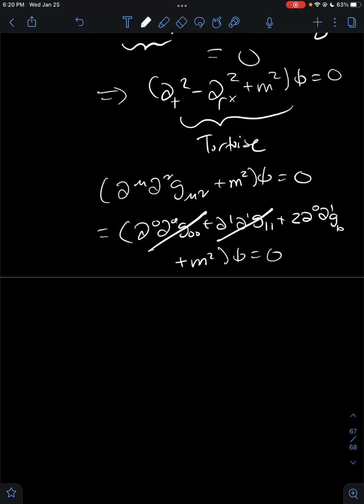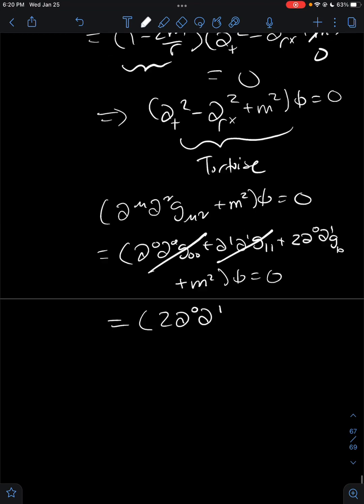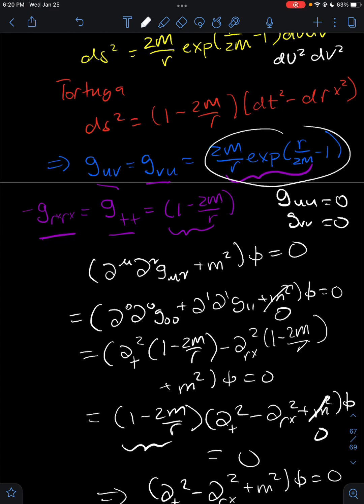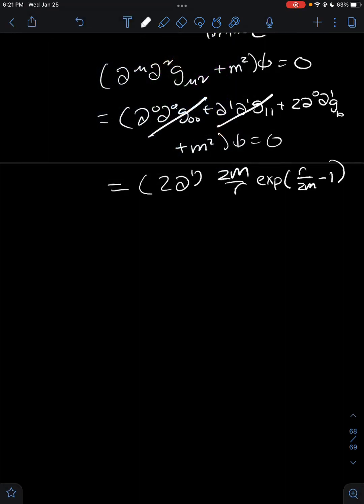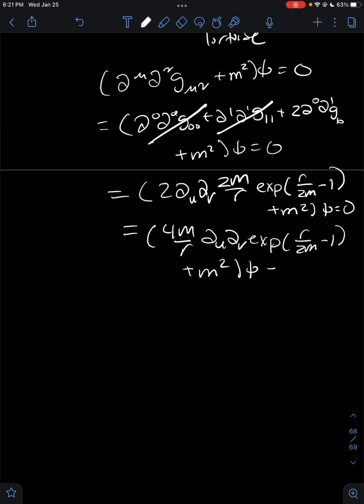But basically, we have to include the off-diagonal elements of a metric tensor. For most cases, those are 0. But for the Kruskal coordinates, the off-diagonal elements are not 0. So we need to consider those. So doing that, we'd have 2 partial naught partial 1. And then g1 naught is just going to be this over here. This was going to be partial 1 partial naught, but to make it a bit more clear, we're going to say partial u partial v. So then we should have plus m squared phi equals 0. And then what we can do now is multiply the 2's together to get 4m over r partial u partial v exponential r over 2m minus 1 plus m squared phi equals 0.